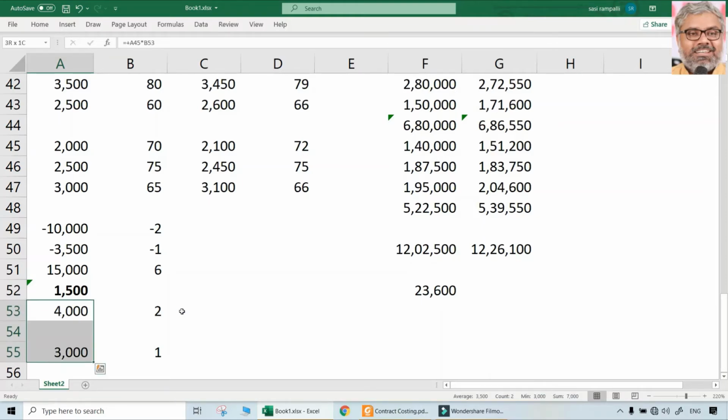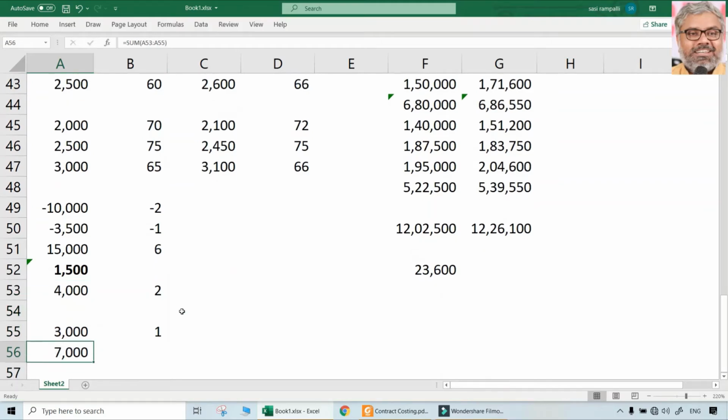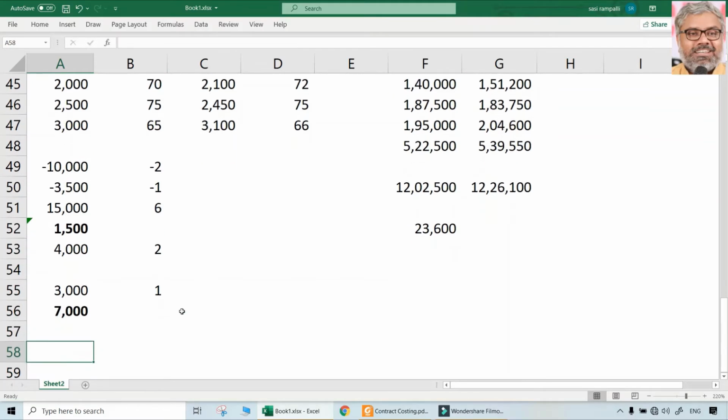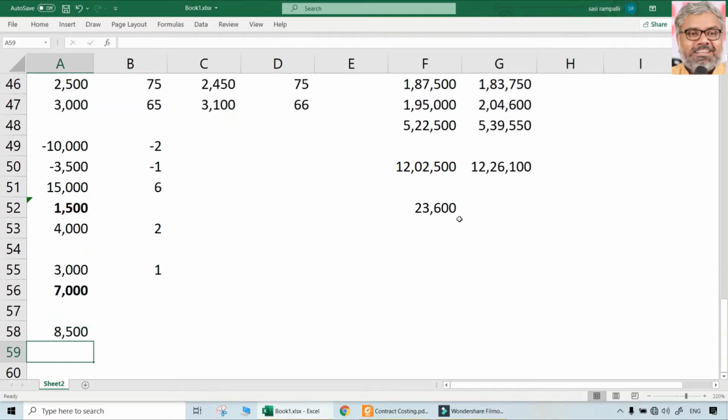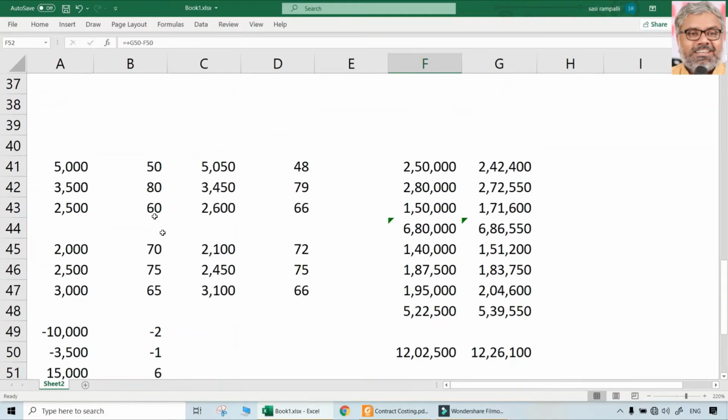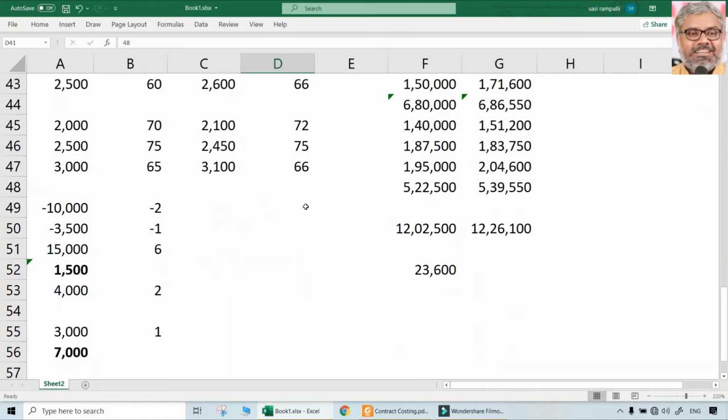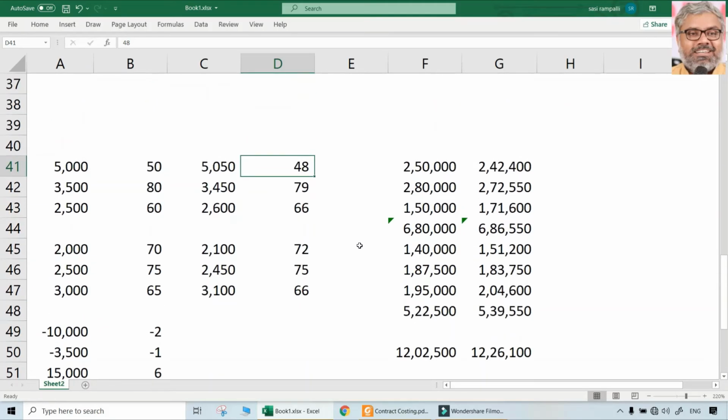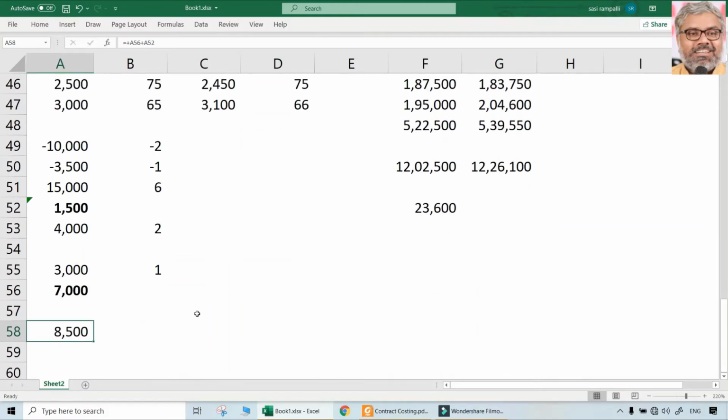How much is admissible? Only 7,000 is admissible. That means the total escalation that is admissible here is only 8,500 but not 23,600. So standard quantity multiplied with only the change in the actual rates is the escalation that is admissible, because escalation can be only possible for rates but not for quantities, as against what the claim of contractor was. Contractor claimed something which is not admissible. 8,500 only will be admissible.